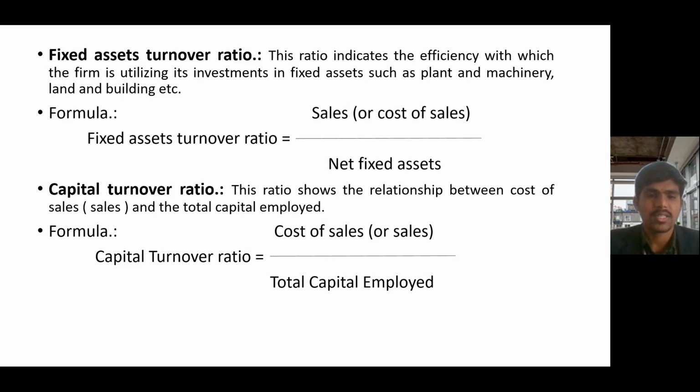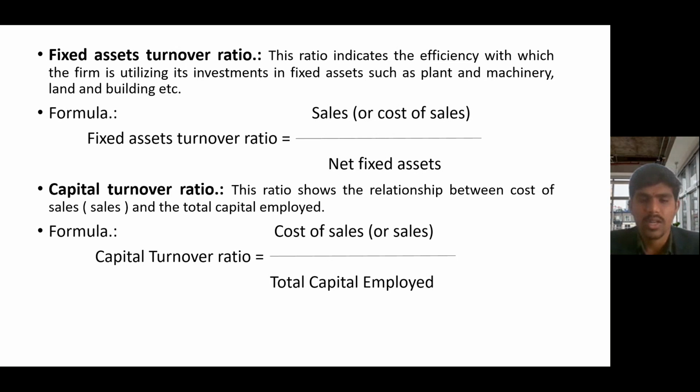Next comes the fixed assets turnover ratio. The fixed asset turnover ratio indicates the efficiency with which the firm is utilizing its investments in fixed assets such as plant and machinery and land and building. So it tells us how much I am utilizing my investments in fixed assets. By having those fixed assets, how much am I utilizing the investments.